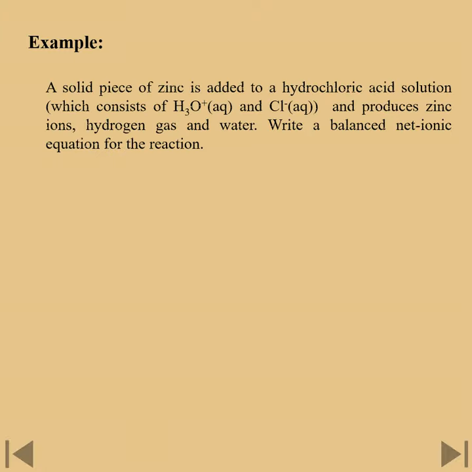Okay, here's an example. We're told a solid piece of zinc is added to a hydrochloric acid solution, and we're told that a hydrochloric acid solution has hydronium and chloride ions. That H3O plus is hydronium, and it produces zinc ions, hydrogen gas, and water. Write a balanced net ionic equation. Well, first we write out the reactants, and so we had solid zinc, and then it reacted with the hydrochloric acid, so that's the hydronium and the chloride, and then it produced zinc ions, hydrogen gas, and water.